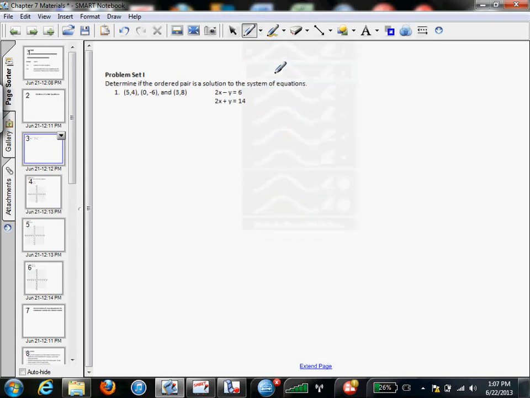Well, to do that, what I like to do is label each of the coordinate pairs. The first one is A, the second one is B, and the third is C. And then I like to label the equations as 1 and 2. Alrighty, so then I like to divide it into A, B, and C. Now this is where I'm going to work out each of the coordinate pairs for each equation.